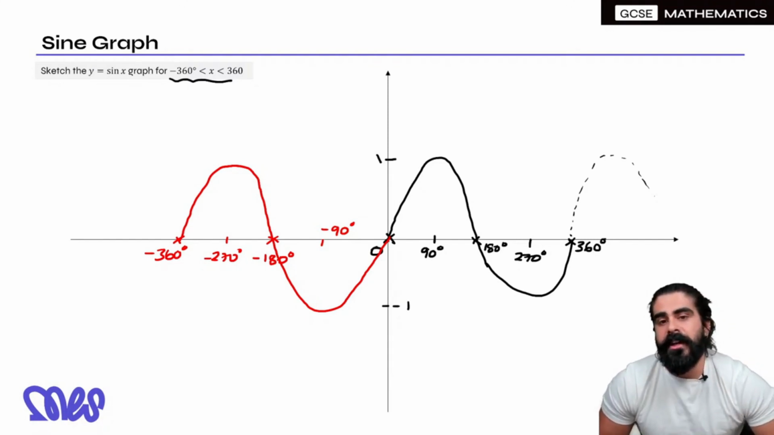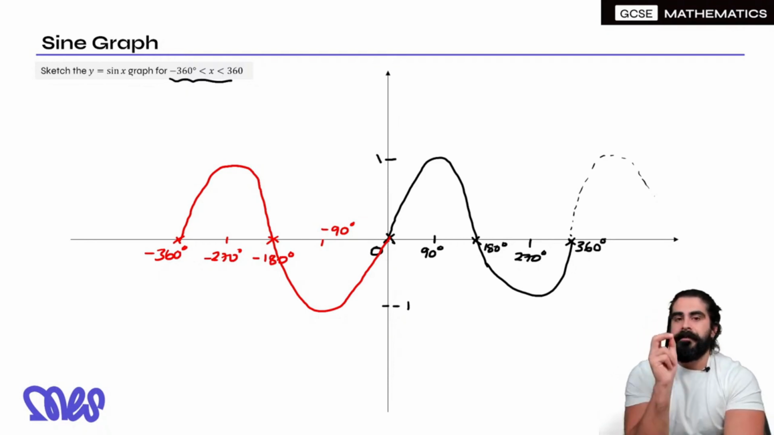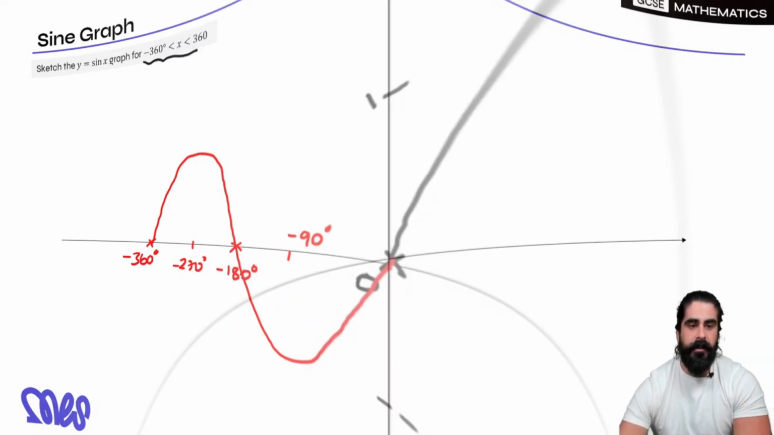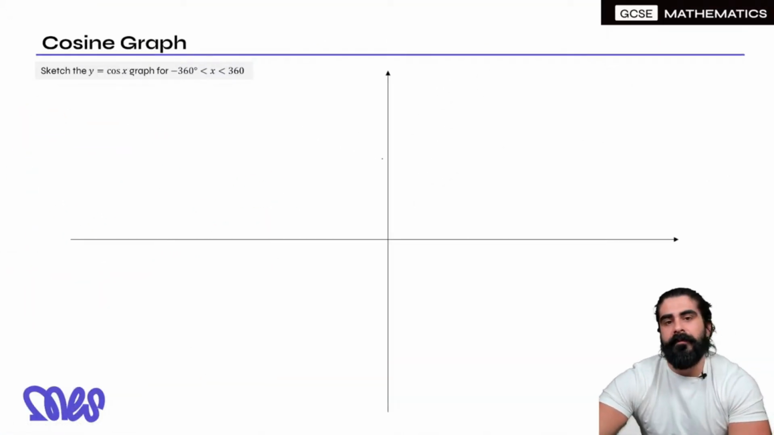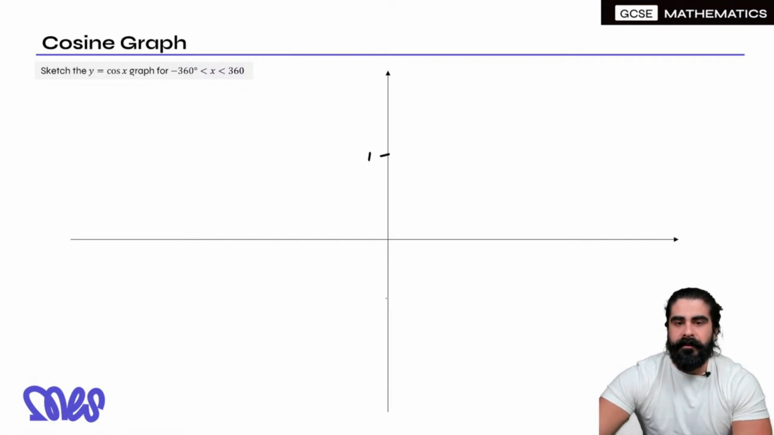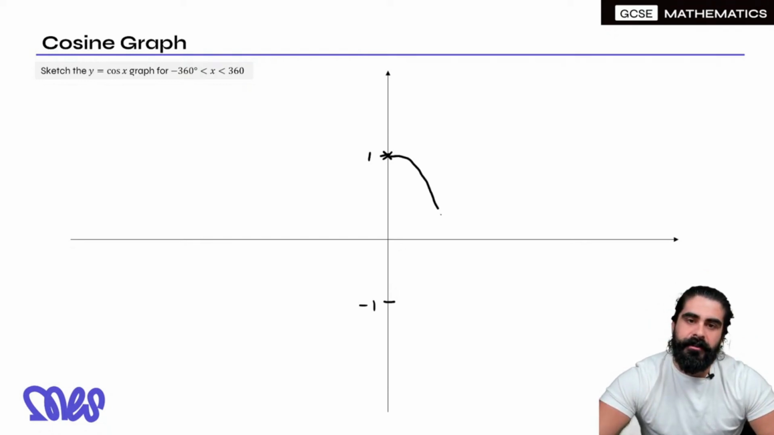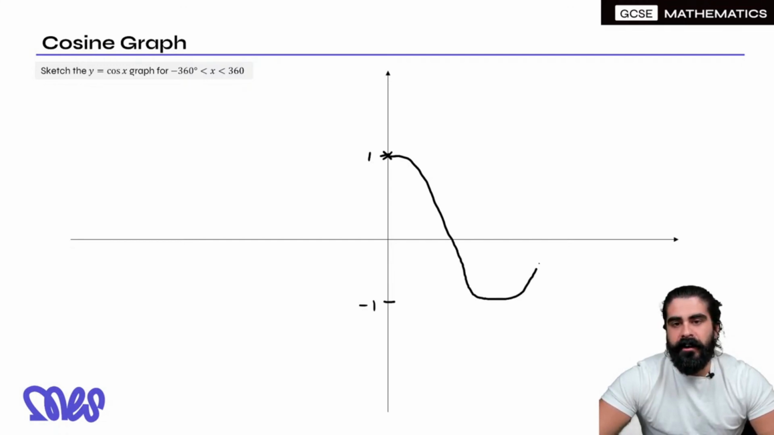The only difference with the cosine graph is it starts at 1. The sine graph starts at 0. The cos graph starts at 1. And then again, something happens every 90 degrees. So we have 1 and -1. The cos graph starts at 1, and then it just forms that sine wave. It drops first down to -1, and then it comes back up like that. And that takes it to 360 degrees.